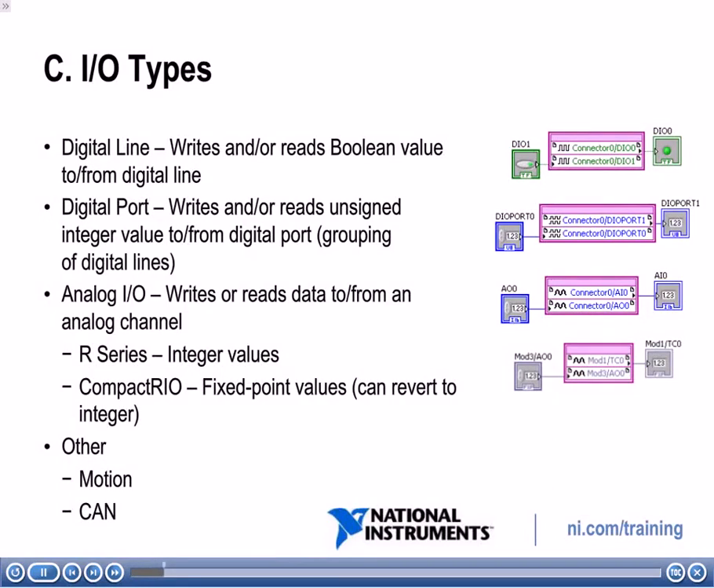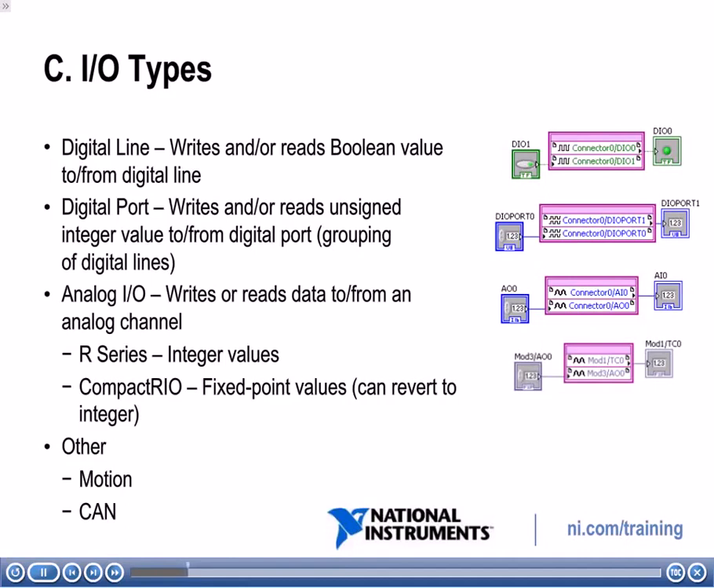So here, we've got a digital line, and that's going to write and/or read a Boolean value to and from a digital line. So it's going to be one line, and you're going to be able to send it a true or false to either set that line or read the value of that line.